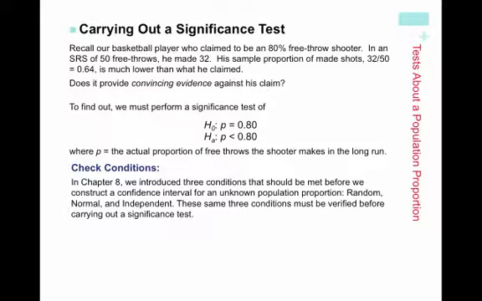So there are conditions. We can't just do this whenever we feel like. Certain things must be met. And they're the same ones that we saw in the previous chapter. When we're dealing with an unknown population proportion, we can only construct a confidence interval, and likewise only perform a significance test, if the data was collected randomly, if the normal approximation is appropriate, and if the trials were independent.